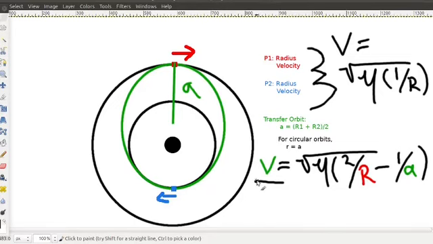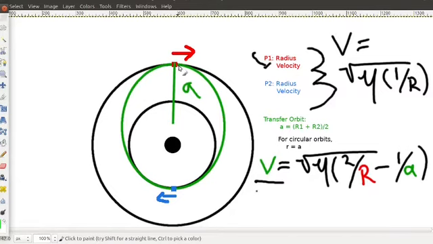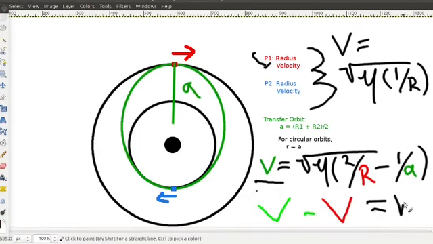So now having found V, you take your red V, your starting velocity, and the maneuver you need to take winds up being green V minus red V, and that winds up being your maneuver speed, how fast you need to speed up or slow down to go from your starting velocity to your transfer velocity.